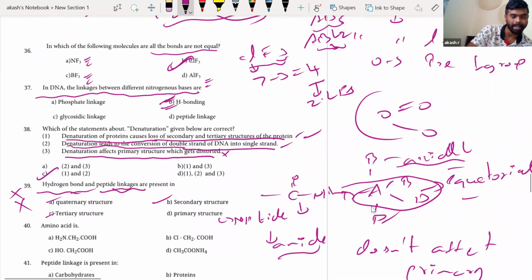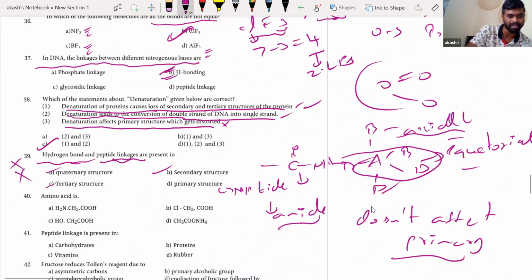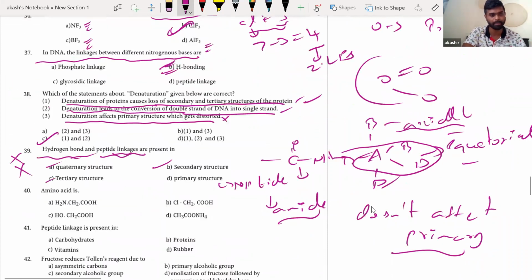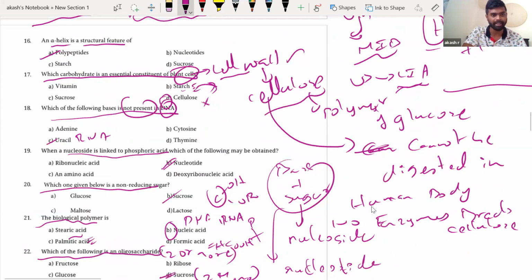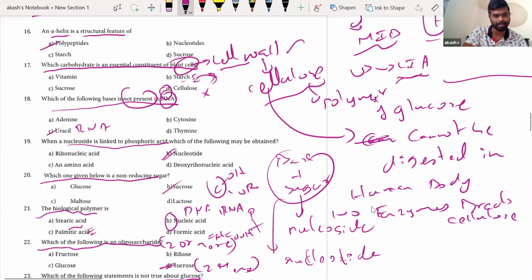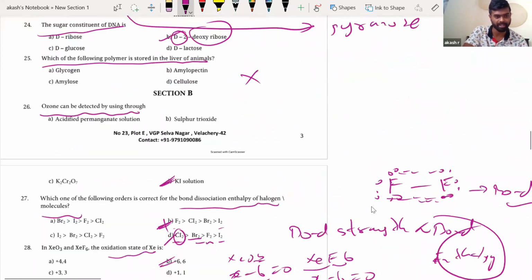Okay, fine. I asked them to change 16, 17, 18. 16, 17, 18, what we had? There is a question paper. Okay, 16, 17, 18, they changed. Right, but 39, they forgot to change, I guess.